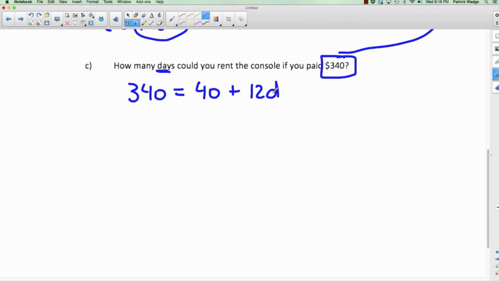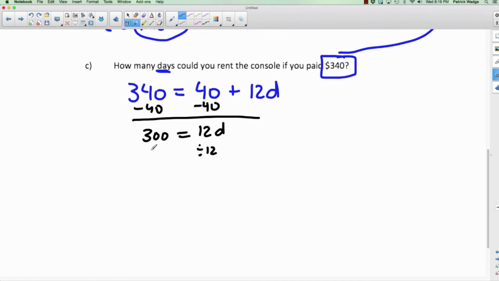So there's two numbers that are problems here, the 40 and the 12. We want to look for one that we add or subtract first. Which one would that be? That would be the 40. We want to subtract 40 from both sides. So that will leave us with 300 equals, that's gone, so just 12D. That's 12 times D. So what are we going to do? We're going to divide by 12.